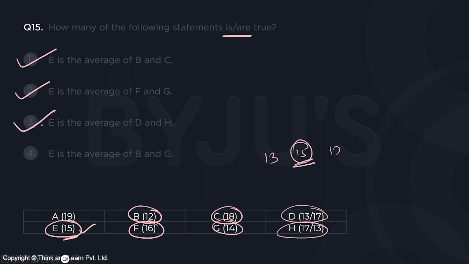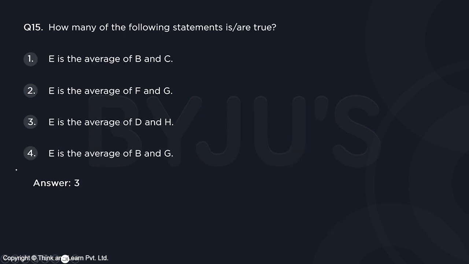And E is the average of B and G. B is 12, G is 14. Is the average of 12 and 14 15? No. So out of these four statements, 3 of them are correct. So my answer is that 3 of them are correct. So these were the 15 questions.